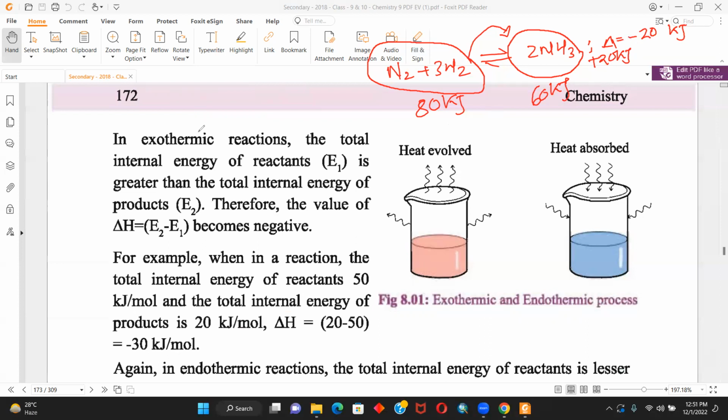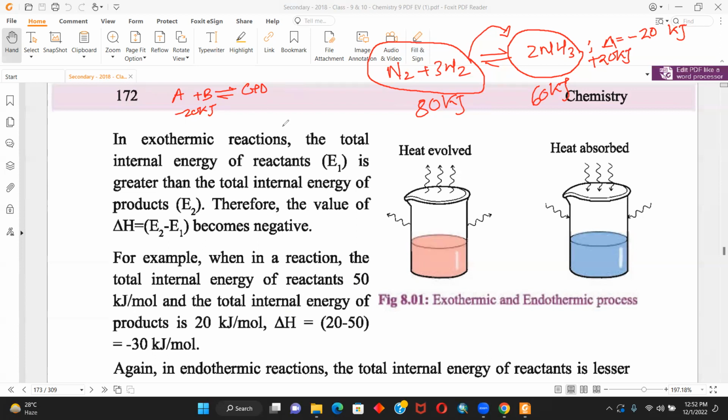It will make your understanding very easy. So what will you do? Say, for instance, you are given A plus B gives C plus D, with A plus B at minus 20 kilojoule. You might find some confusion understanding whether this reaction is exothermic or endothermic, and you might make a mistake here. But whenever you convert it to delta H, the chances are very less. You just have to remember that if delta H is negative, it is an exothermic reaction, and if delta H is positive, it is an endothermic reaction.